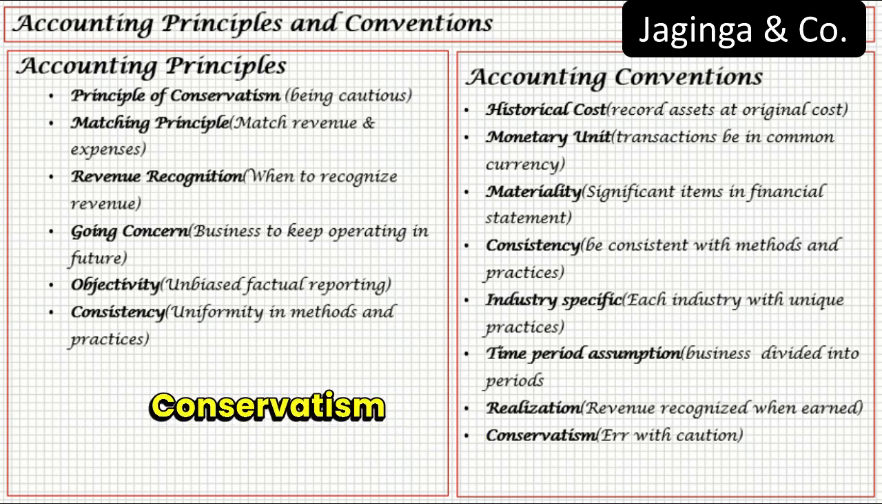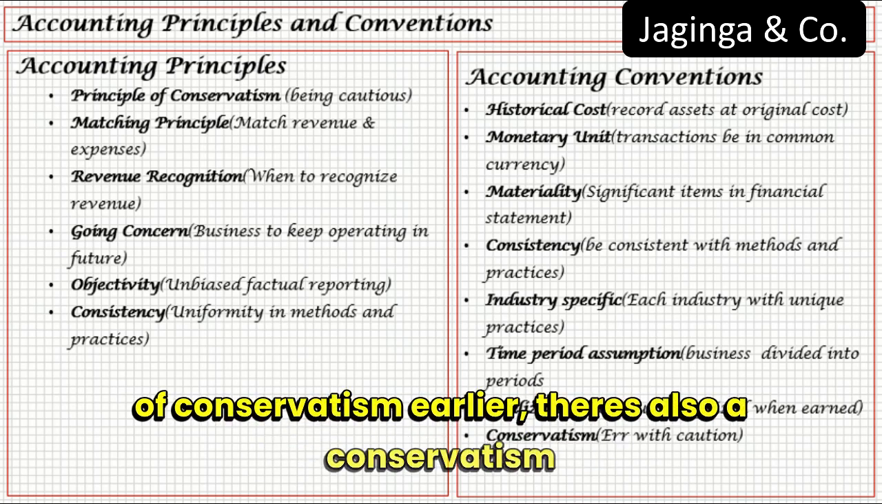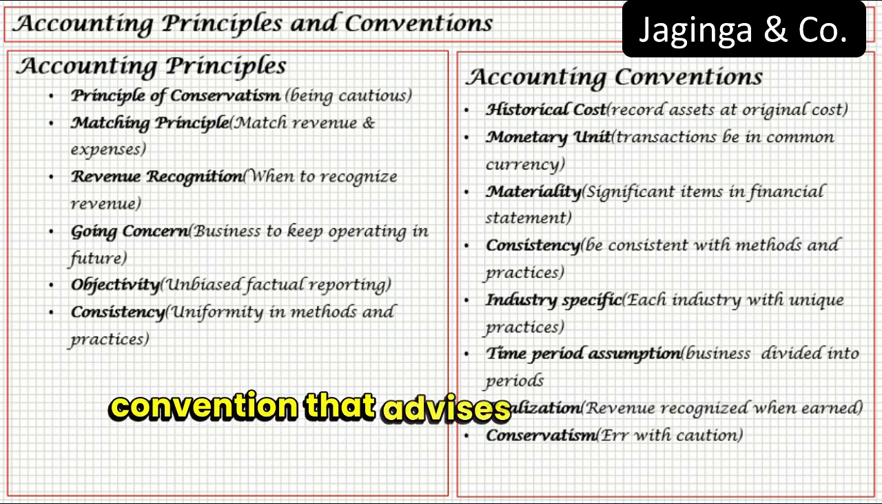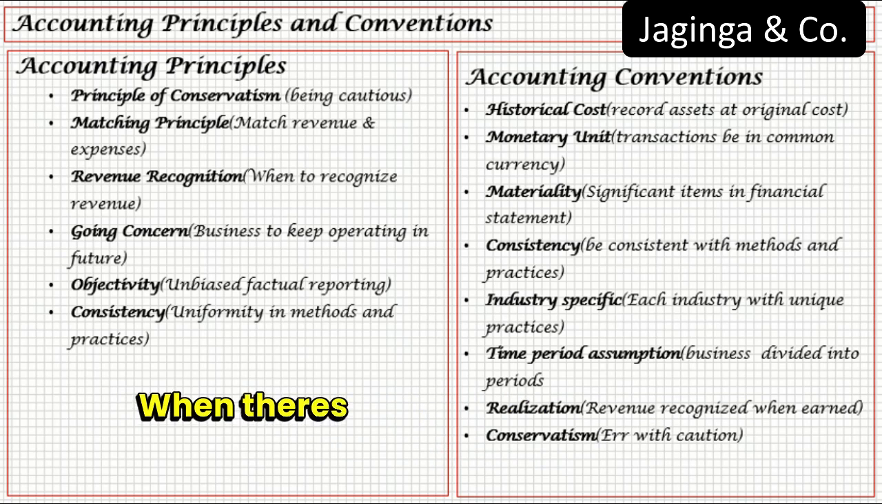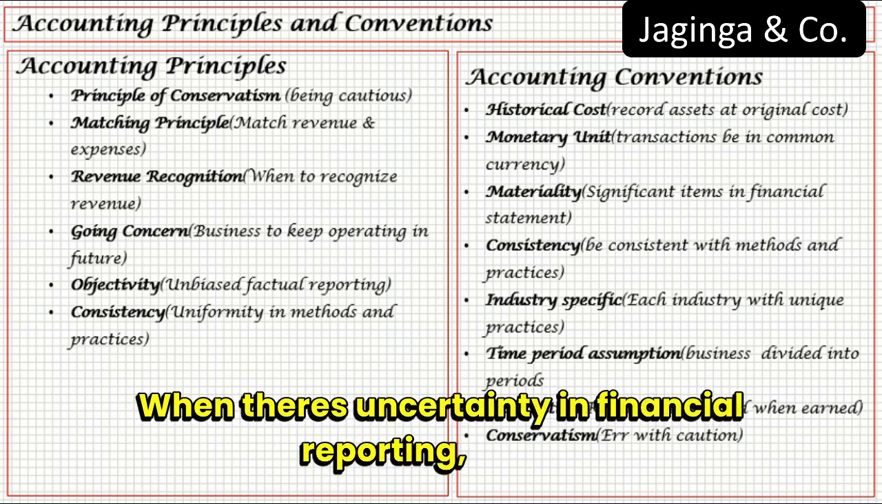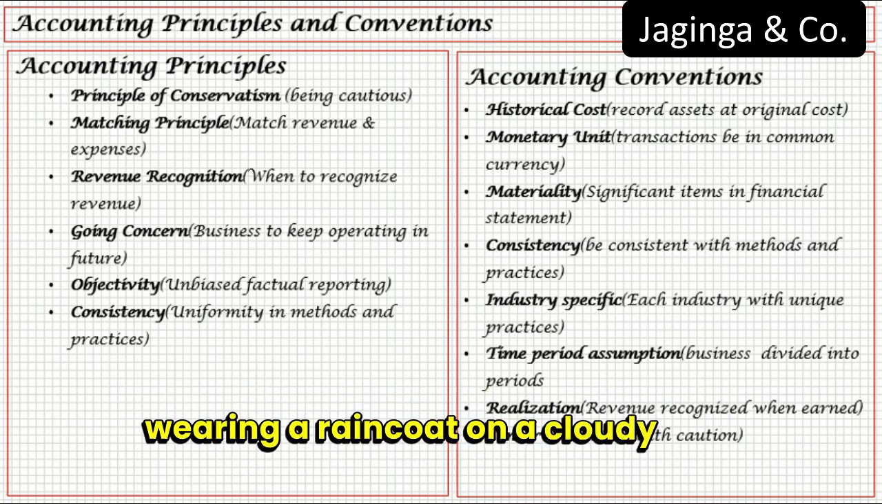8. Conservatism convention. While we discussed the principle of conservatism earlier, there's also a conservatism convention that advises accountants to err on the side of caution when there's uncertainty in financial reporting. It's like wearing a raincoat on a cloudy day.